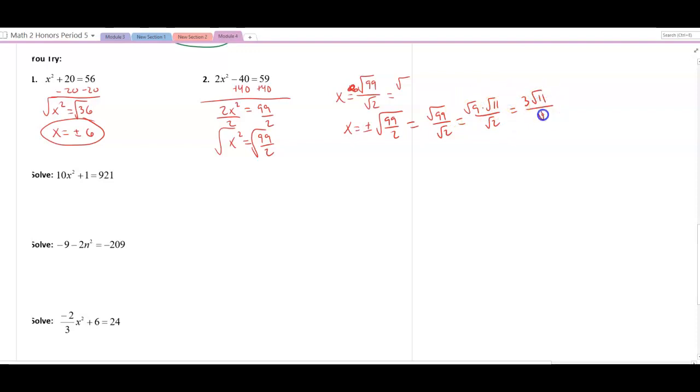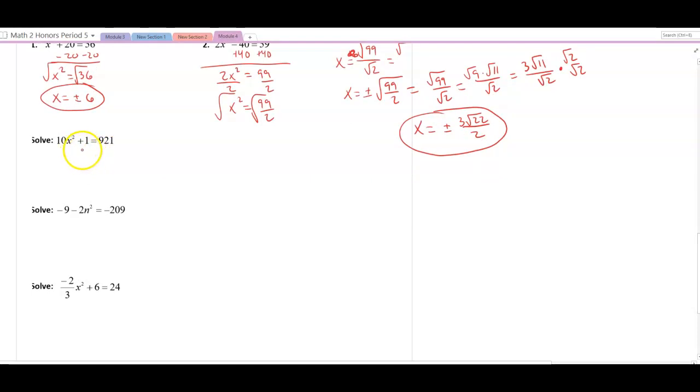But then remember, I have to rationalize this denominator. I'm going to multiply numerator and denominator by root 2. So x equals plus or minus 3 root 22 all over 2. And this would be your final answer. Okay? Generally, we would not have anything that difficult, but we do have to prepare for it.